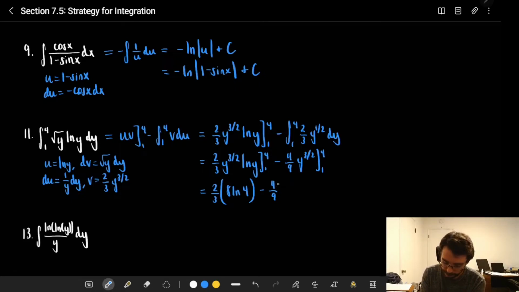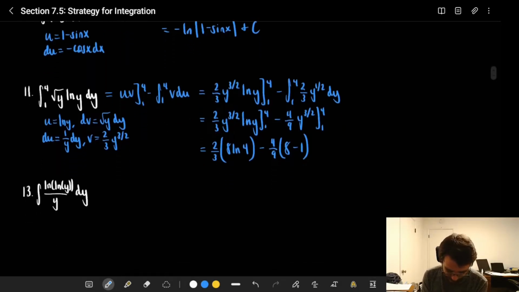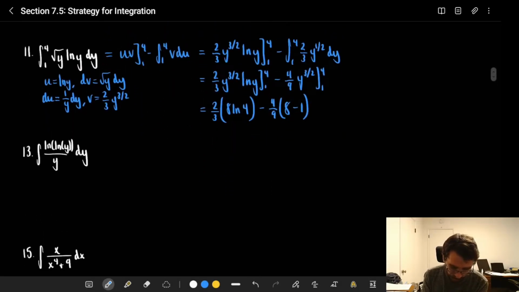Again, y to the 3/2 is 8. This time you do care about the lower bound. 1 to the 3/2 is just 1. So you get whatever that is. I'm not going to simplify it. Okay. Hopefully it's correct. Number 13 looks like a really nice u sub.